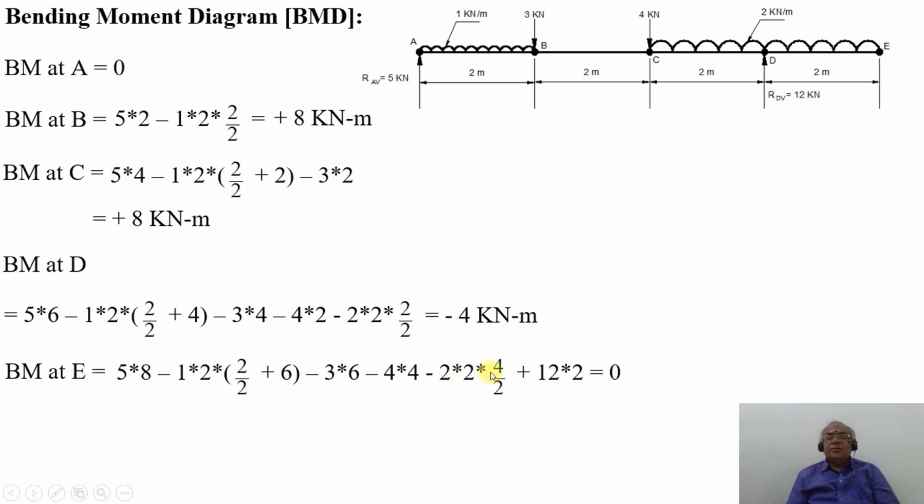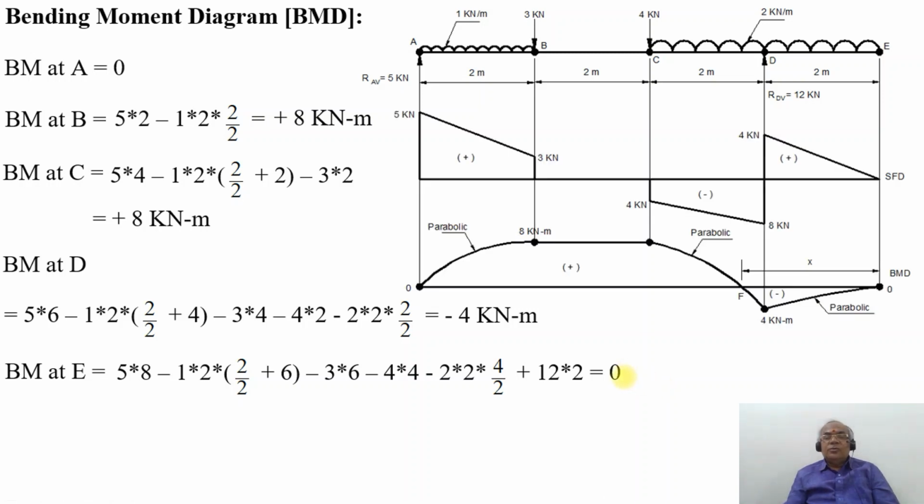So minus 2 into 4 by 2 plus, because this reaction is acting upwards, it becomes sagging. So that is 12 into 2, and on simplification it becomes 0. So this is how you are going to have the bending moment diagram.